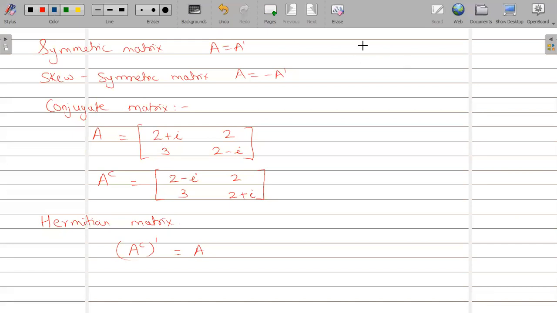Then skew Hermitian matrix. It will be A conjugate transpose will be minus of A. That is what is called your skew Hermitian matrix.